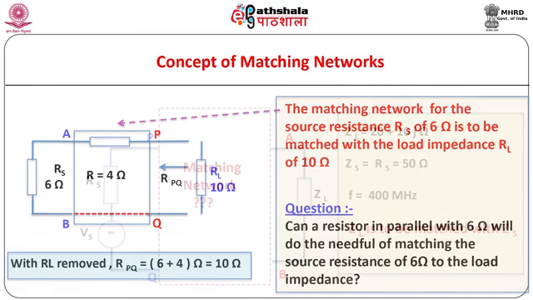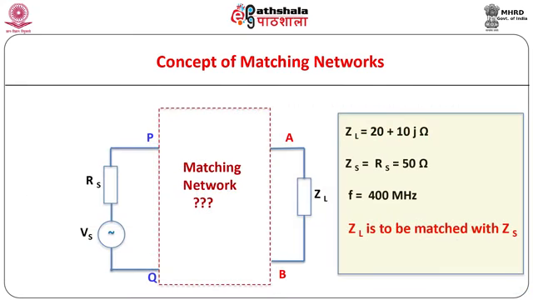Now consider another circuit as shown involving an AC source, which is a little bit complicated as compared to the earlier resistive circuit. In this circuit, it is expected to match the load impedance ZL equal to 20 plus 10j ohm to the source impedance of 50 ohm at a signal frequency of 400 megahertz. In this case, what will be the network which can give the desired impedance?